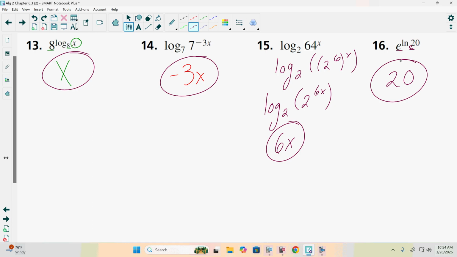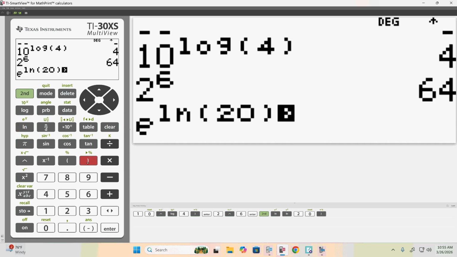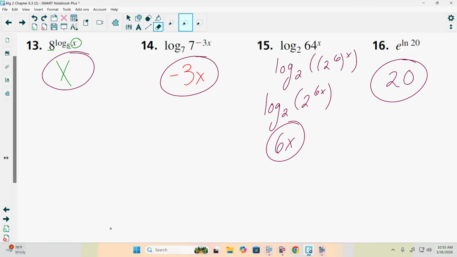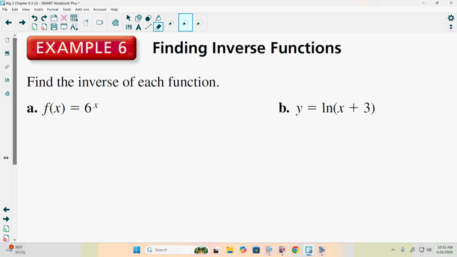Another nice thing with this one here: are there any variables in this expression, e to the natural log of 20? No. We'd be tempted to say e, but e is a number, an irrational number. Since there are no variables, we can go e to the ln of 20, and the calculator will indeed tell us that it is 20. Questions on this here?